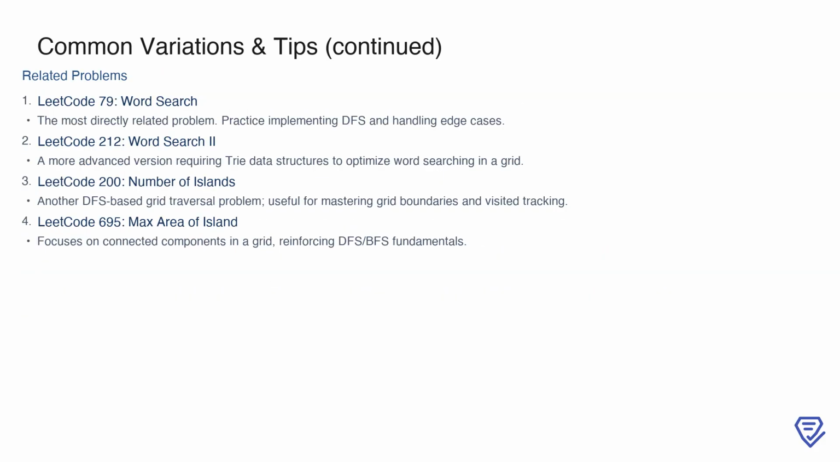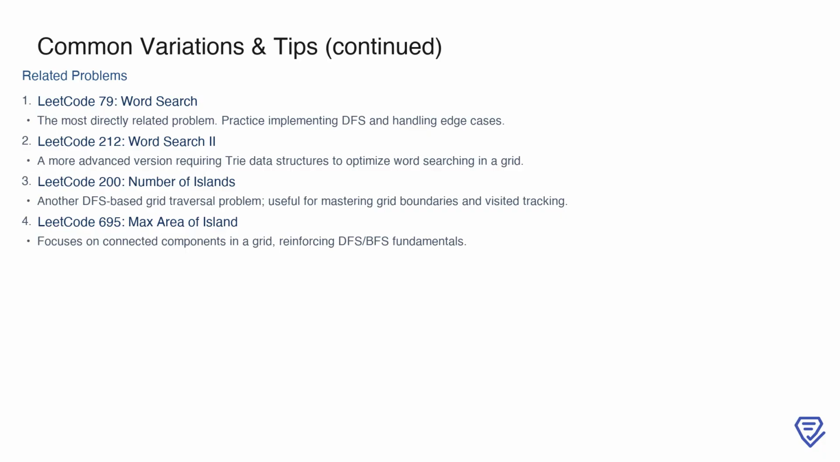To deepen your understanding of the word search problem, it's helpful to explore related problems. Starting with LeetCode 79, the problem we're currently discussing, you can practice implementing DFS and handling edge cases. For a more advanced challenge, LeetCode 212, Word Search 2, adds complexity by requiring the use of a tree data structure to optimize word searches in a grid. This is a great opportunity to learn how tries can reduce redundant checks.